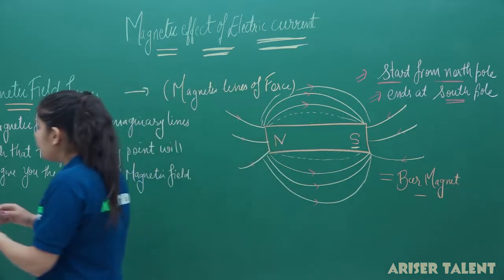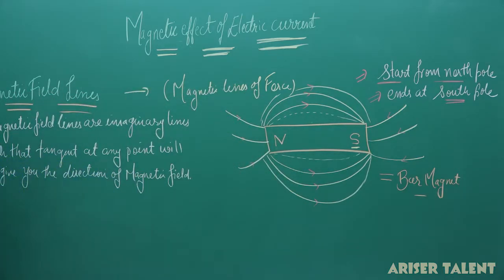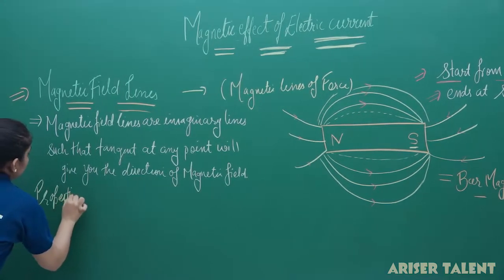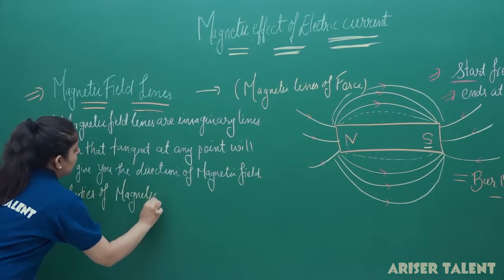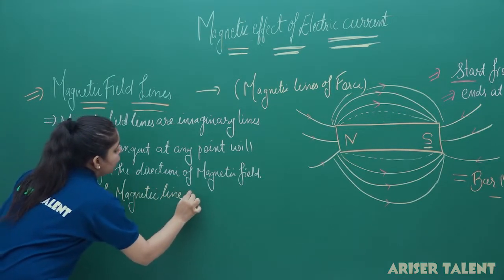So one of the properties of the magnetic field is that we have properties of magnetic lines of force.